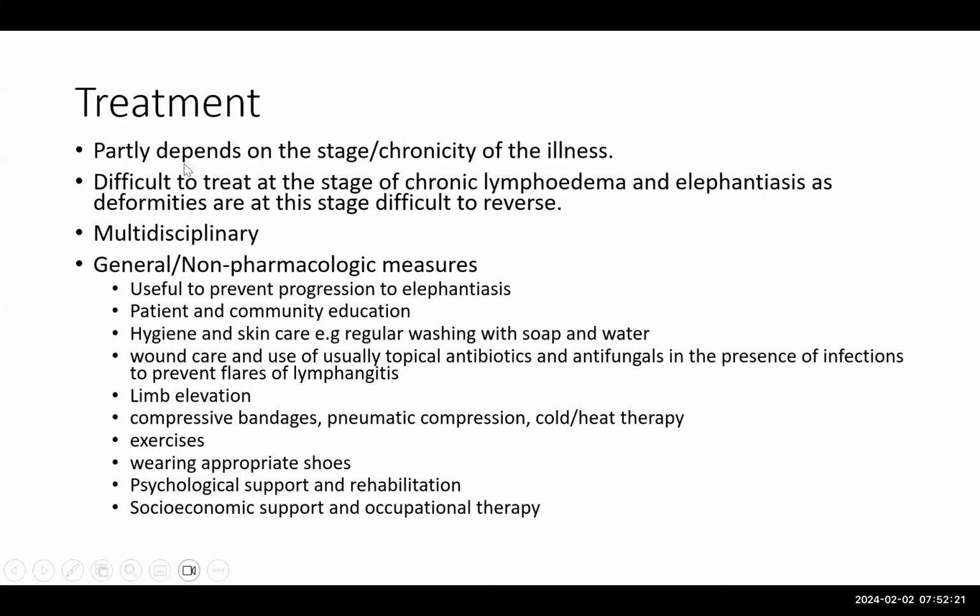How do we treat? So the spectrum of treatment options probably depends to some extent on the stage or chronicity of the disease. When patients already have chronic lymphedema and elephantiasis with deformities, it is difficult to treat. Of course, it's multidisciplinary. In addition to ID specialists or community health specialists, we need lymphedema therapists, actually, but also social workers and occupational therapists.